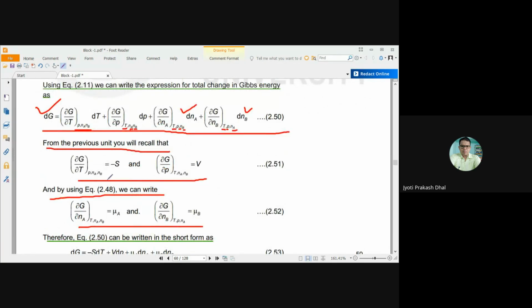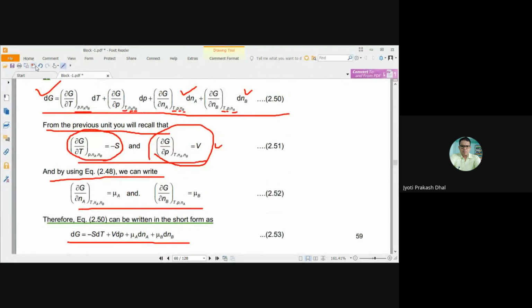And again, from the previous section, we know that del G by del T at constant pressure, constant Na, constant Nb is nothing but minus S, and del G by del P at constant temperature, constant Na, constant Nb equals V. Similarly, this term is called the chemical potential of component A, that is mu A, and this term is called the chemical potential of component B, that is mu B.